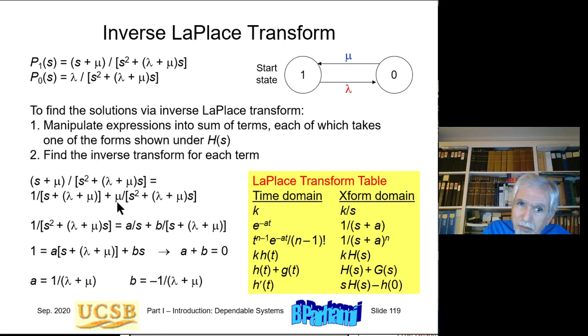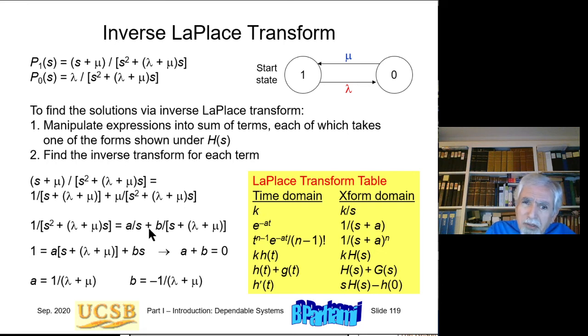Here I'm going to ignore mu because it's a constant and just focus on 1 divided by s squared plus lambda plus mu s. I can factor out s. So it's s times what is left: s from this term and lambda plus mu from this term. So this is probably the sum of two fractions, one of which has the denominator s, the other has the denominator s plus lambda plus mu, because I factored out the denominator as s times s plus lambda plus mu. There is some number a at the numerator, I don't know what it is, and some number b at this numerator. I'm trying to determine what those might be.